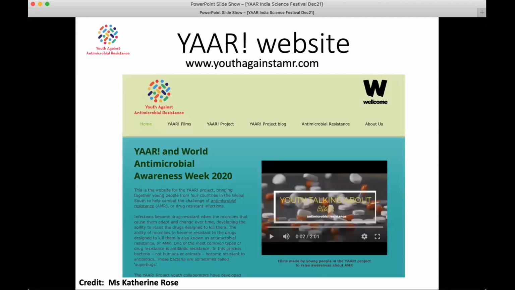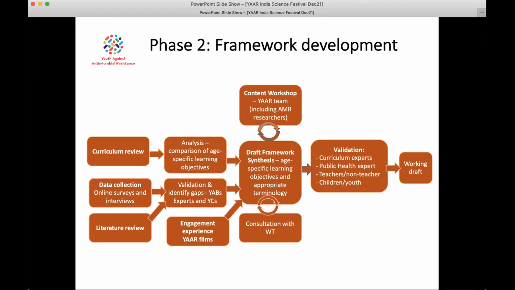Okay, so we also created a website, and this is still there, and all of these engagement activities were then uploaded on this website. We've now also using it as a platform for the learning framework. And I invite you to go and have a look at it if you'd be interested to see a little bit more about the project. So then going on into phase 2, we took that data collection that we'd had from day 1, and we did a curriculum review, literature review, and used that to draft a framework that was to support educators and teachers.